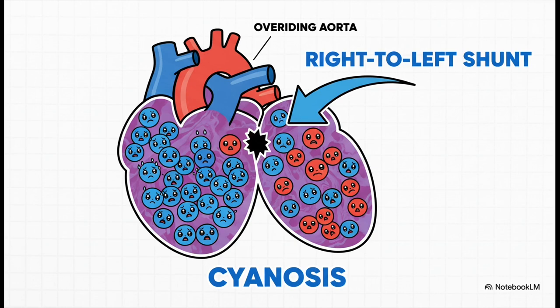Deoxygenated blue blood from the right ventricle gets forced across that VSD into the left ventricle. It mixes with the good, red, oxygenated blood, and this purple mixture gets pumped out to the body. That's the right-to-left shunt, and that's exactly why these babies turn blue.